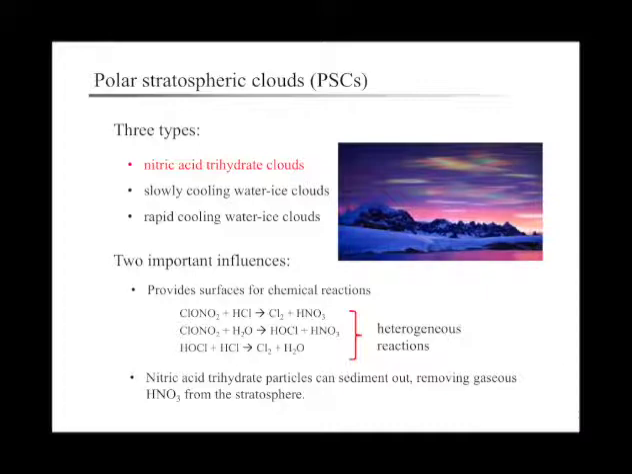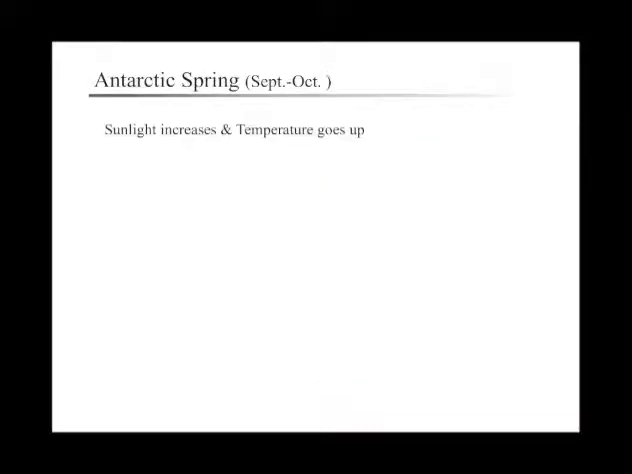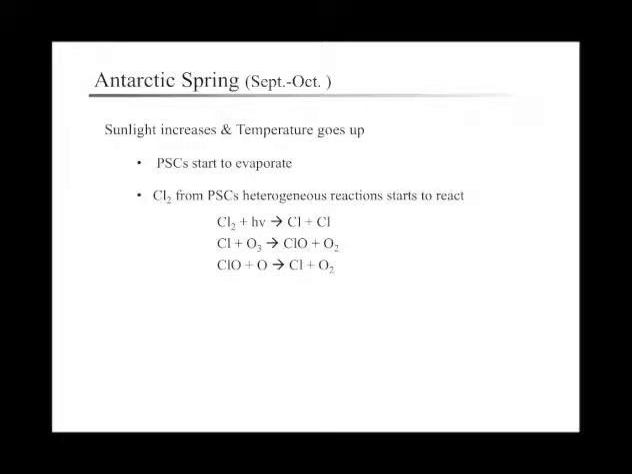In August or September, since spring is coming, sunlight begins to increase and the temperature goes up, causing PSCs to start to evaporate. Cl2 that had accumulated from PSC heterogeneous reactions can be photolyzed to two chlorine atoms, which then convert ozone molecules into oxygen molecules while regenerating themselves. Through this process, a single chlorine atom can lead to the destruction of about 1,000 ozone molecules.